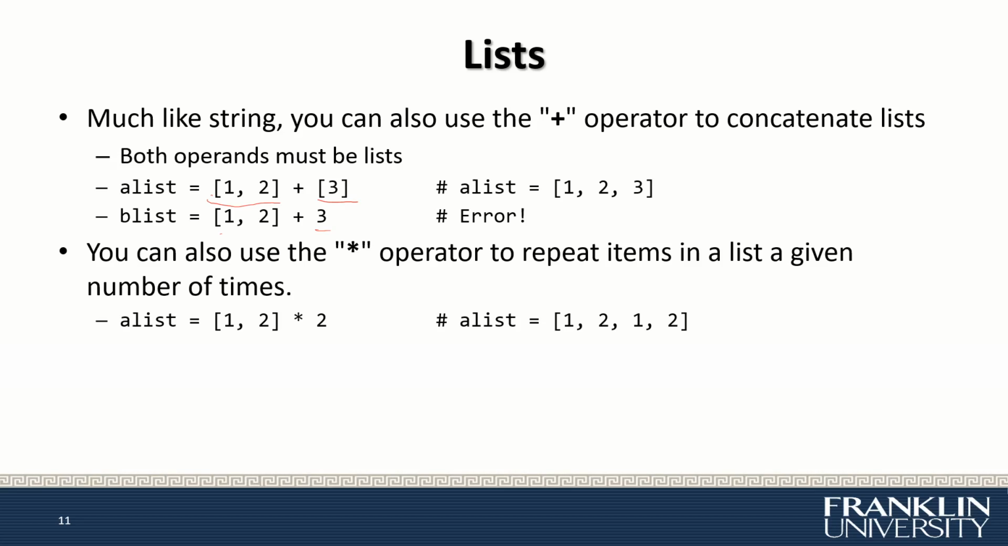You can also use the repeat operator, the multiplication operator, to repeat items in the given list. So if I have a list times 2, then that list will be repeated twice. It comes in handy when you want to repeat some items in the list. I would say the concatenation operator we will use a lot, and you will see why in a second.